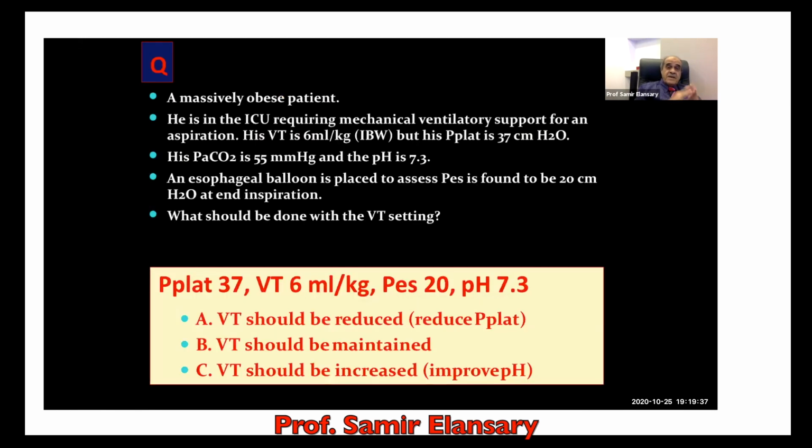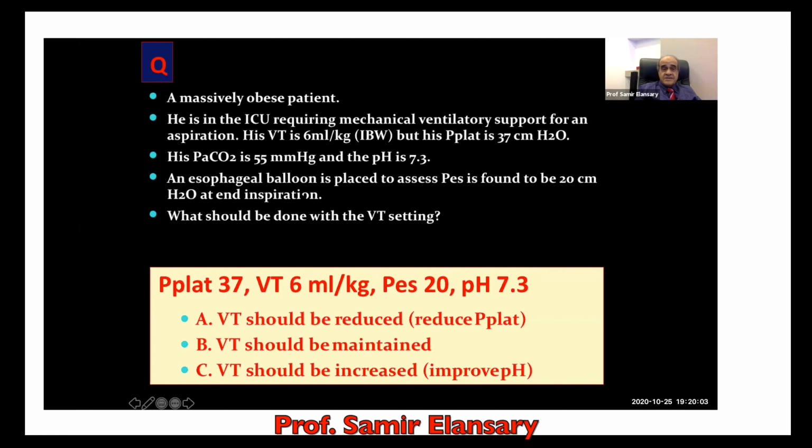Another patient, a massively obese patient, is in the ICU requiring mechanical ventilatory support after aspiration, and so he developed chemical pneumonitis or Mendelson syndrome. His tidal volume is 6 ml per kg ideal body weight, but his plateau pressure is 37 centimeters. Arterial CO2 is 55 millimeters mercury and the pH is 7.3.